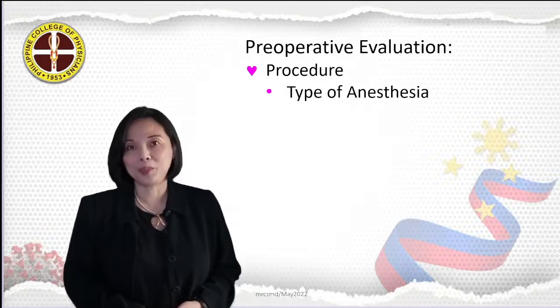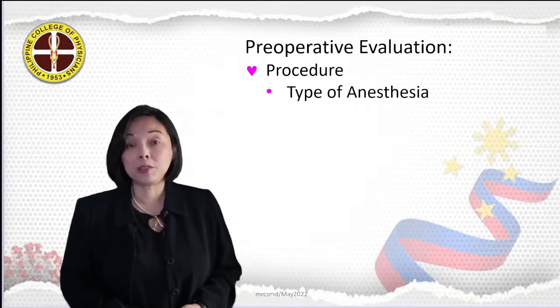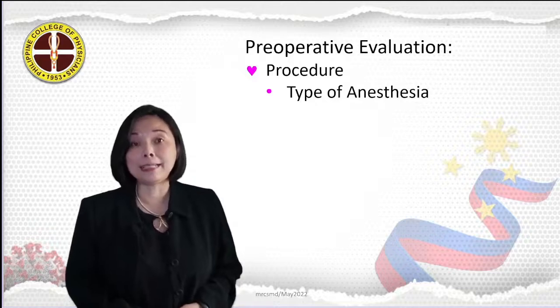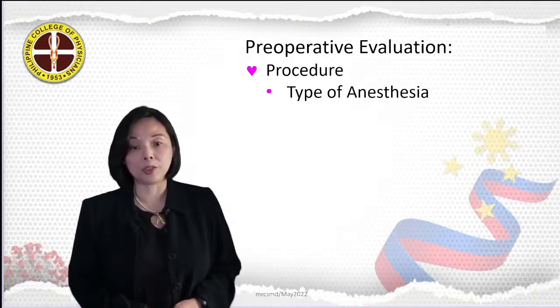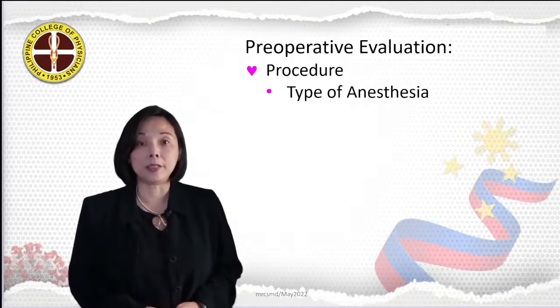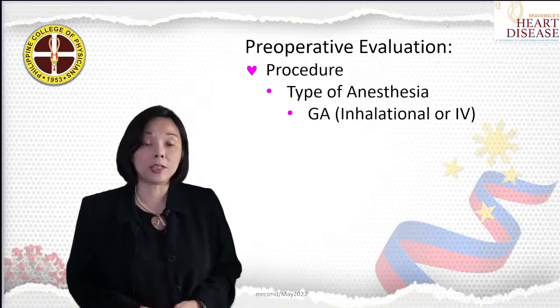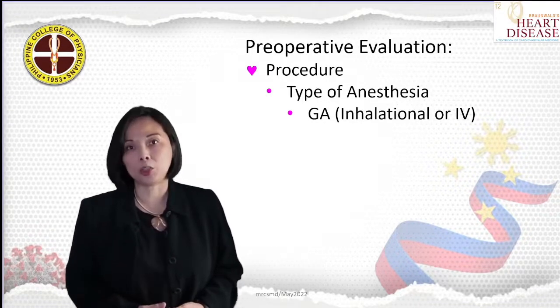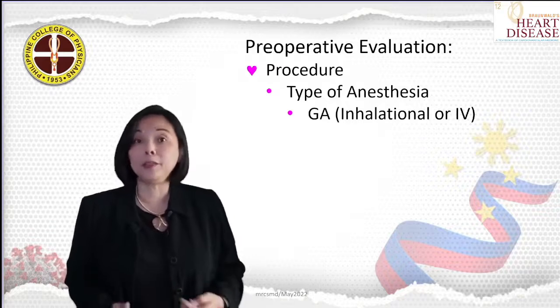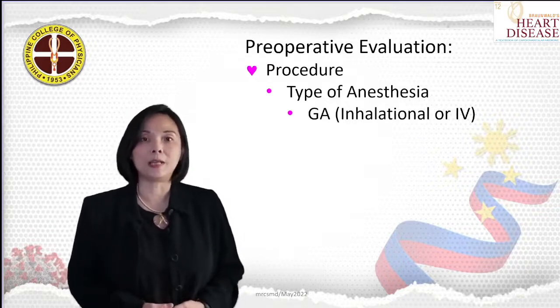Let's start with procedural concerns. As previously mentioned, we need to know the planned anesthetic drug and route of administration. There are three types of anesthesia. First is general anesthesia, which places the patient in a state of unconsciousness with no memory of the pain or any of the procedures that were actually done.